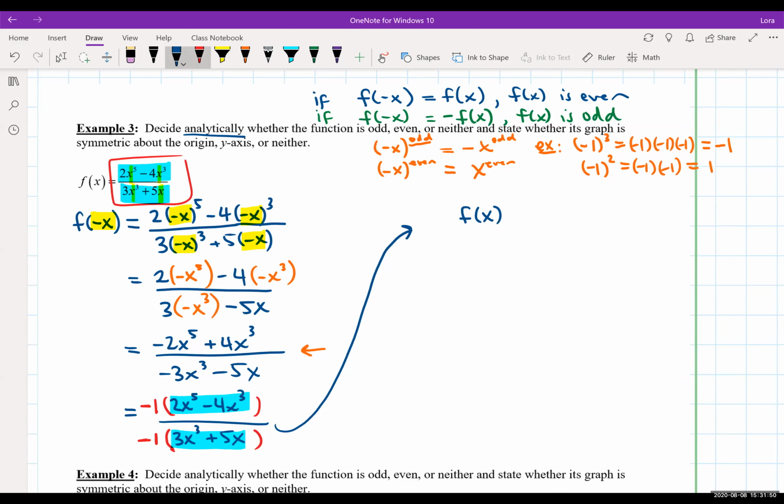Did everyone see that? Just double check. See if I can highlight this again. So maybe I'll do it another color. We'll do it in black. So what I have in teal is what the original function was automatically.